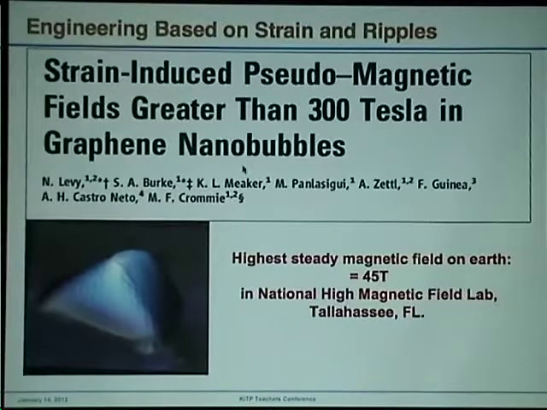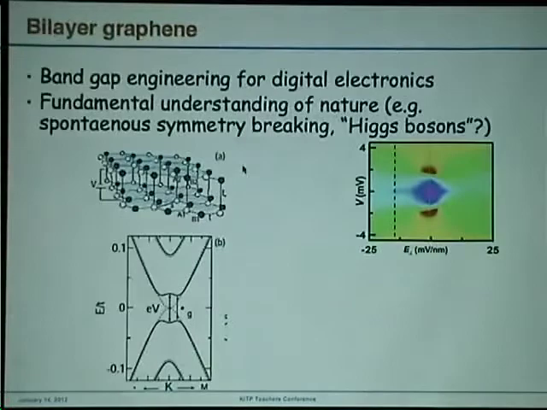If you don't already know, the highest steady magnetic field on Earth is about 45 Tesla at the National High Magnetic Field Lab, which I'm actually going to next week. I can only access a 30 Tesla field, so about a factor of 10 smaller than this. So this is one of the first demonstrations of strain engineering. Based on this, there are a lot of things to go, by engineering the shape, etc.